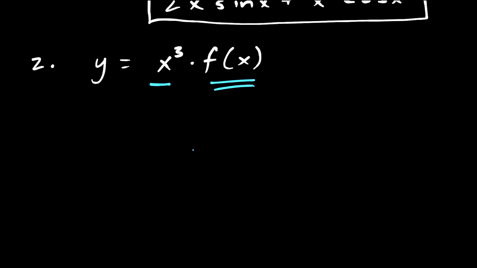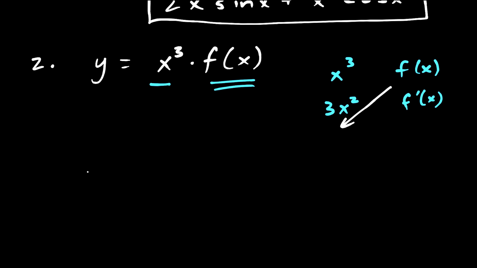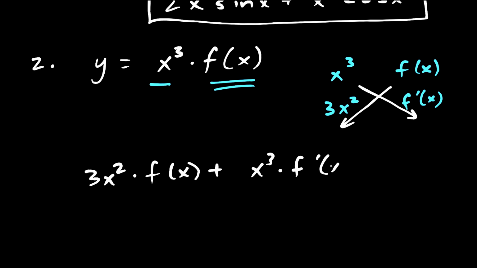Again, we can do the idea of fill in the blanks, or let's just go ahead and do this idea. x cubed, that derivative is 3x squared using the power rule. And then we have f of x, and the derivative of that is f prime of x. And again, let's go back and do our little cross multiply trick. So we're going to have 3x squared times f of x, plus, and then over here, we're going to have x cubed times f prime of x. And that is what y prime is going to equal.